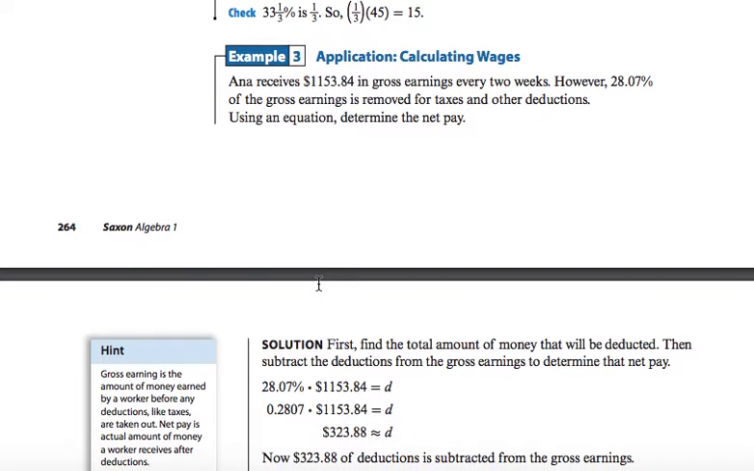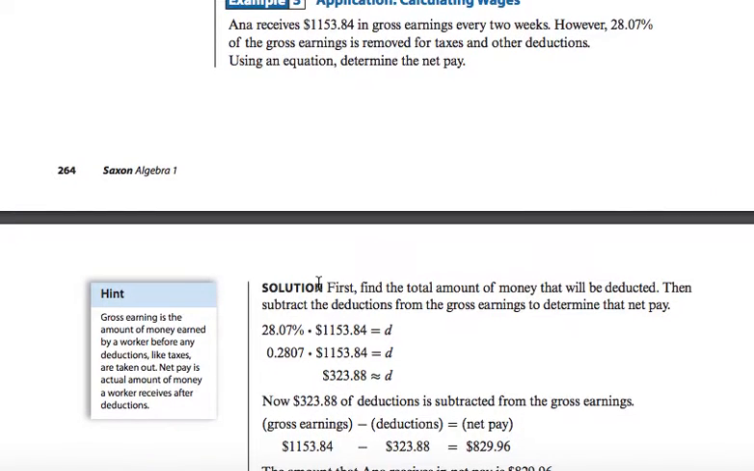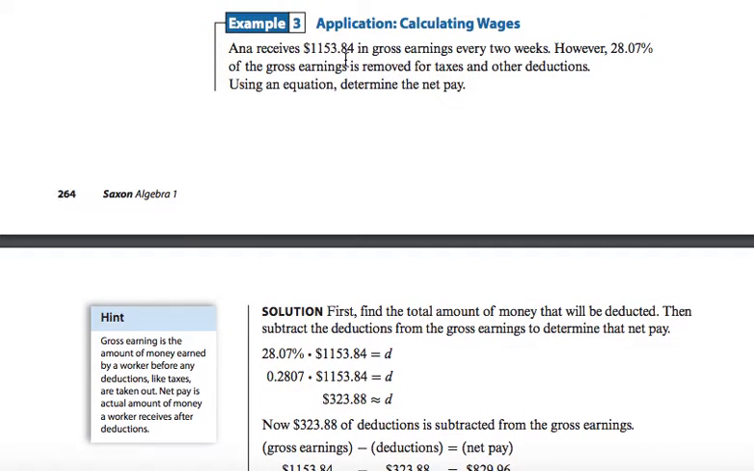Example 3 is our application calculating wages. Anna receives $1,153.84 in gross earnings every 2 weeks. However, 28.07% of the gross earnings is removed for taxes and other deductions. Using an equation, determine the net pay. So in this example, you're going to take the $1,153.84 that's in her check and take away 28%. So you need to find what that 28% is and then subtract that overall.